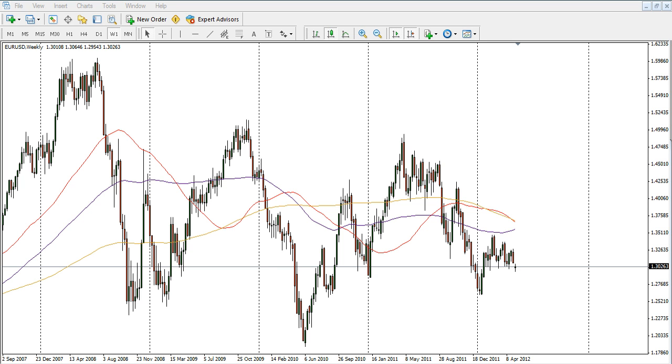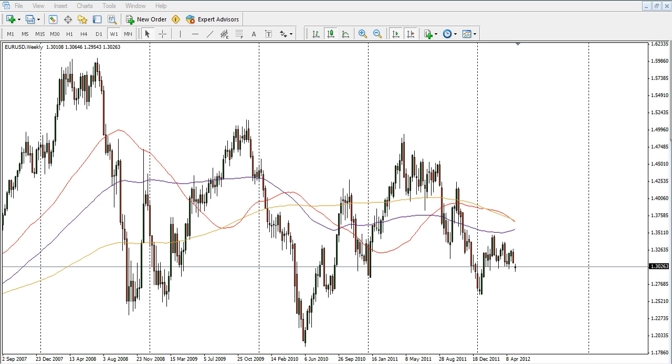The charts I'll be going through today are Euro dollar, cable, Aussie dollar, gold and silver charts, giving some sort of weekly outlook in terms of technical analysis. Won't be making any trade calls or recommendations.